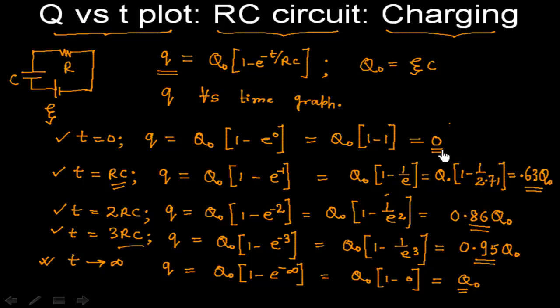So from this observation we can say initially charging is very fast. 63% is charged in only 1 time constant, and 86% charge in two time constants.